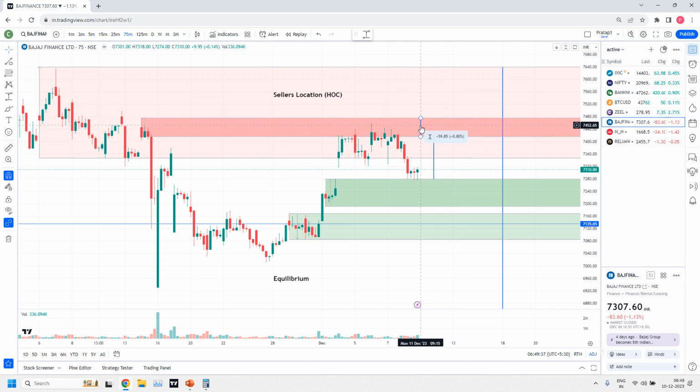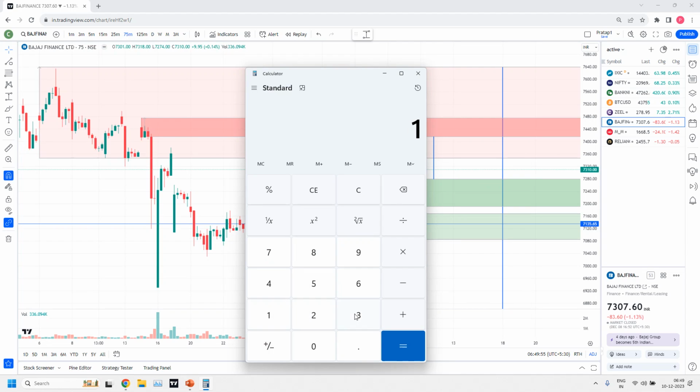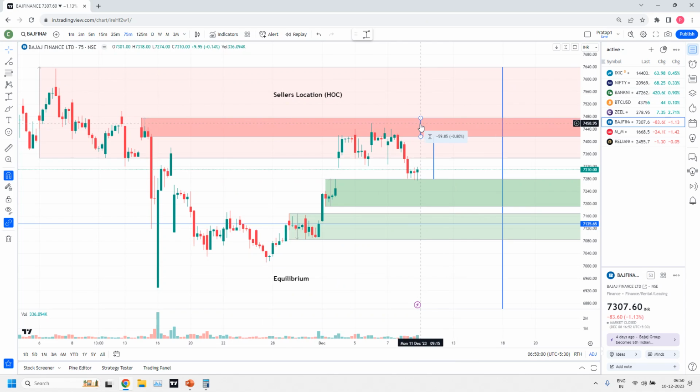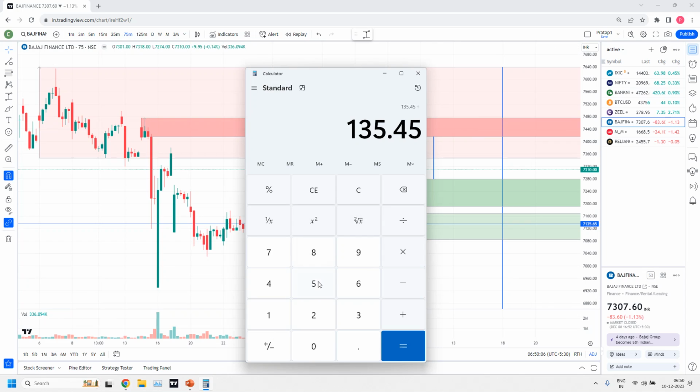So what is the expected risk? 59 rupees 85 paisa is the expected risk, so that means close to 60 rupees. And the reward is 135.45. So what is the risk reward? 135.45 divided by 59.85. So 2.26. So RR is not very good.